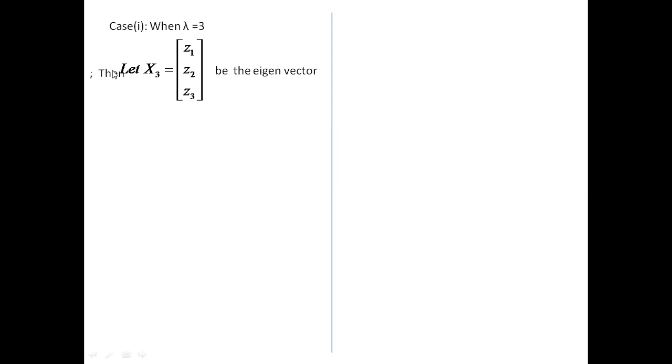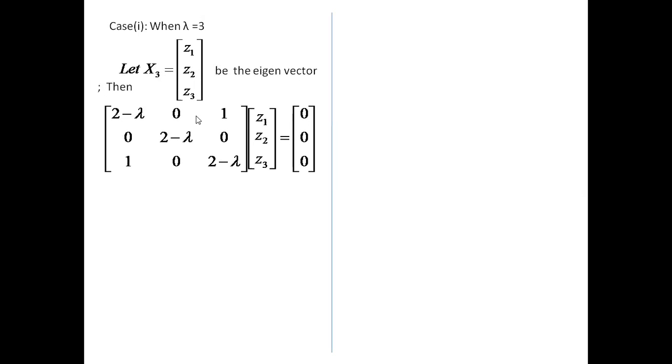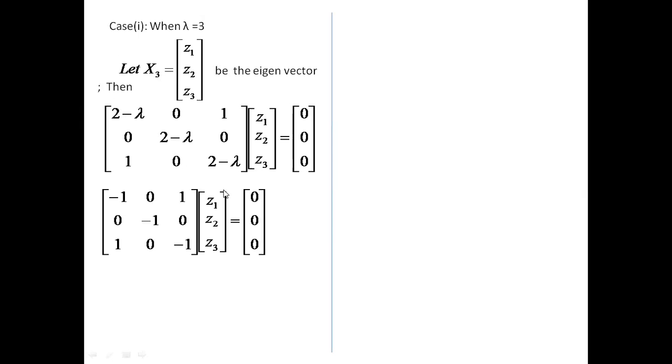Now we shall get one more eigenvector, corresponding to the eigenvalue lambda equal to 3. Now assume that x3 is equal to z1, z2, z3 is the eigenvector when lambda is equal to 3. Then the condition is (A minus lambda I) into this x3 must equal 0. So A minus lambda I is the same matrix, only with a change in the value of lambda. Here lambda is equal to 3. When lambda is 3, what do you get? It is 2 minus 3, 2 minus 3, 2 minus 3. The diagonal elements will be minus 1, minus 1, minus 1, into z1, z2, z3 equal to 0 on the right-hand side.